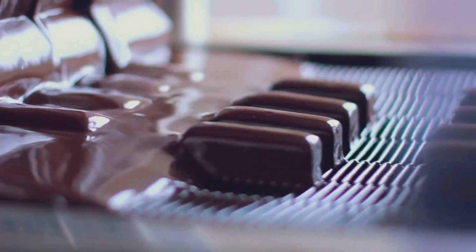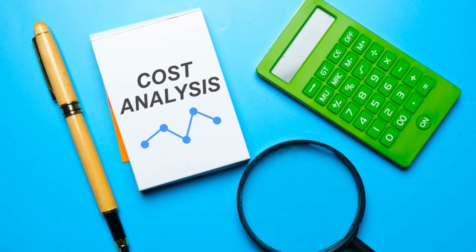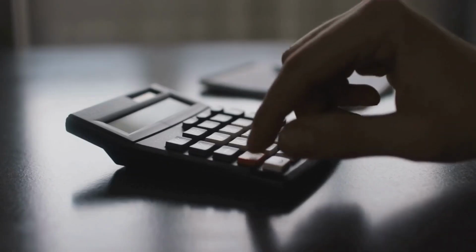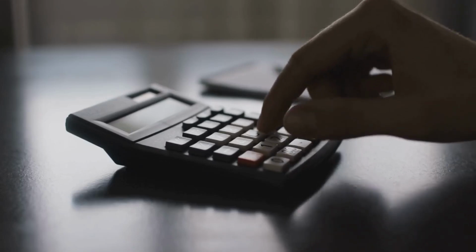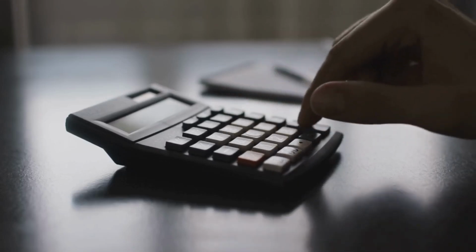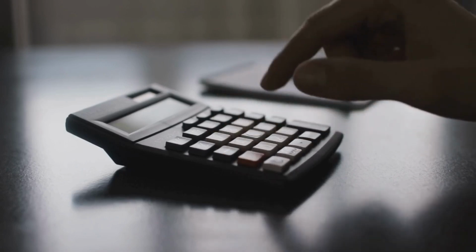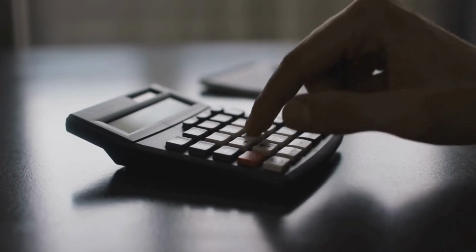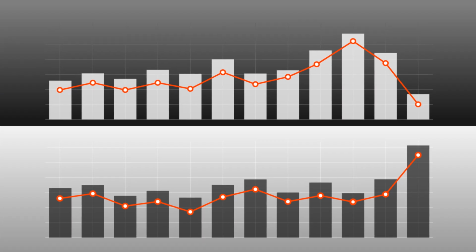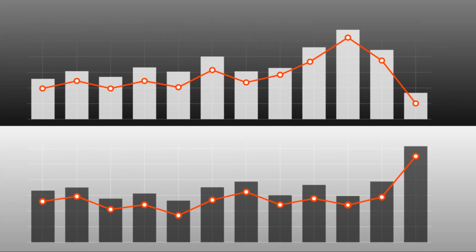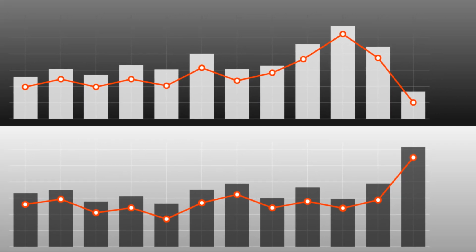Now, let's add a twist to this chocolate tale. Suppose you decide to calculate your cost per chocolate bar. You think, well, if I can produce 1,000 bars a month, my machine cost per bar is $10. Sounds reasonable, right? However, what happens if you only manage to produce 500 bars in the first month?